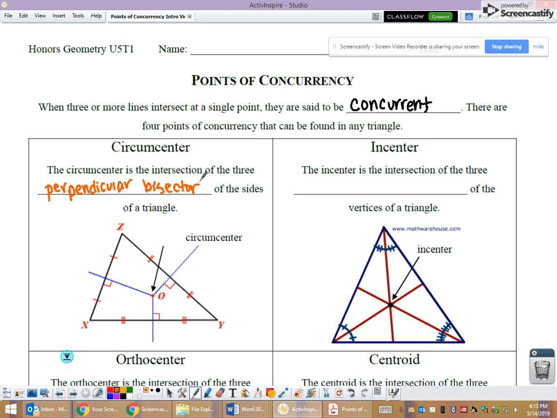So if I take any triangle, do the perpendicular bisector of each side, they should meet at a single point called the circumcenter. Second one is called the incenter. And if you see, these lines seem to be originating from each vertex of the triangle, and it's splitting each of these angles in half. So this is the intersection of 3 angle bisectors of the vertices of a triangle. And I'm realizing we should have an S here, perpendicular bisectors of the sides. So we've got perpendicular bisectors, angle bisectors.